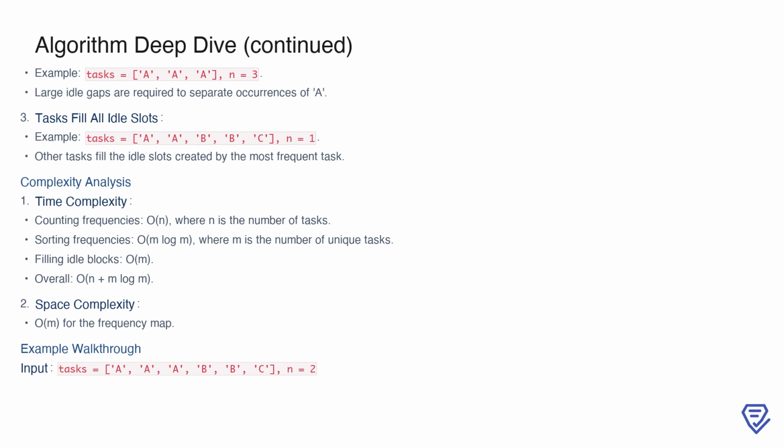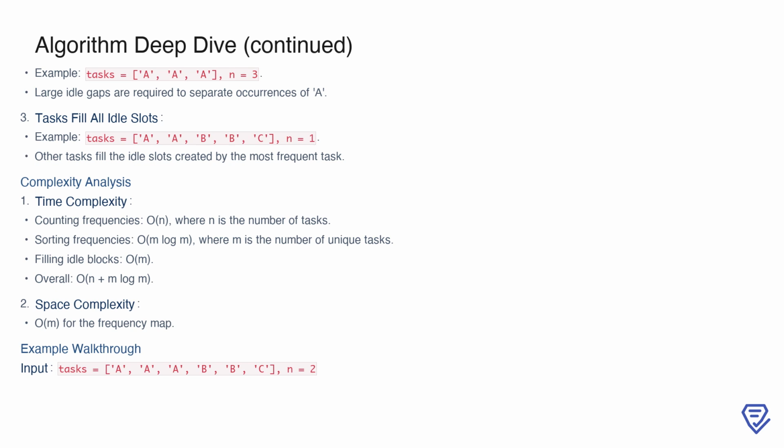The complexity of this algorithm is important to understand. Counting the frequencies of tasks takes n, where n is the total number of tasks. Sorting the frequencies requires m log m, where m is the number of unique tasks. Filling the idle blocks is an m operation. Therefore, the overall time complexity is n plus m log m. Space complexity is m, as we store the task frequencies in a hash map. These analyses ensure that the solution is efficient even for large inputs.